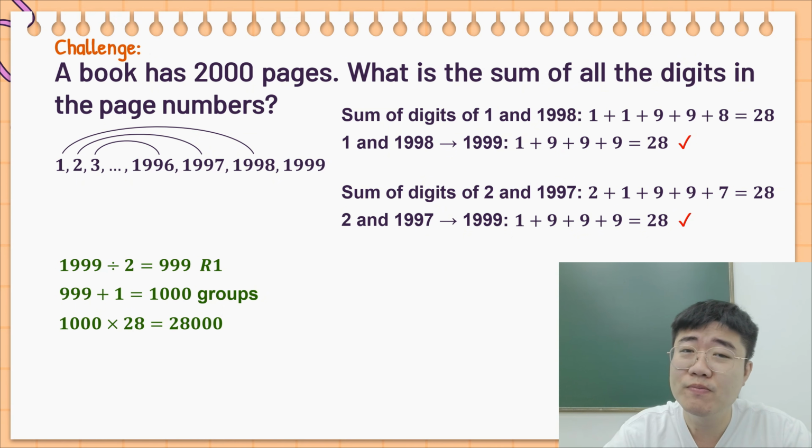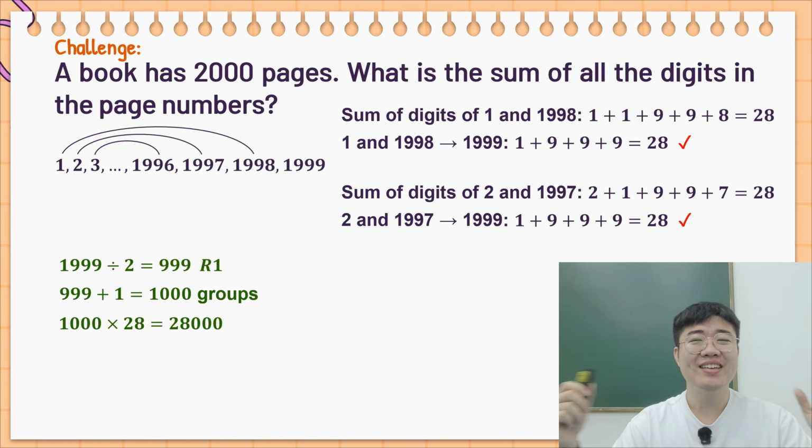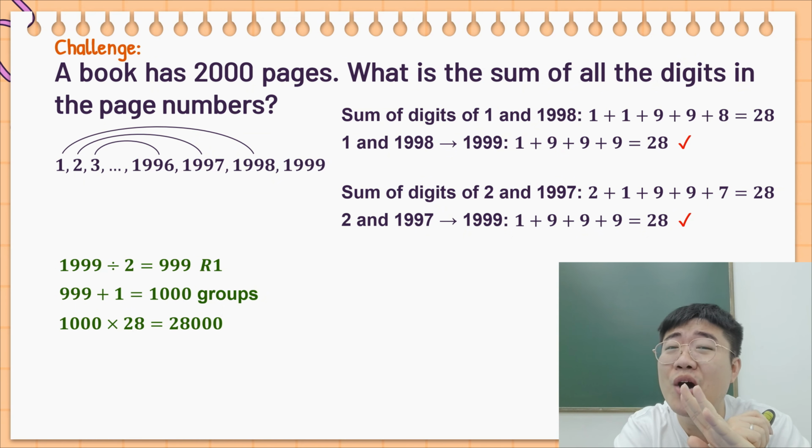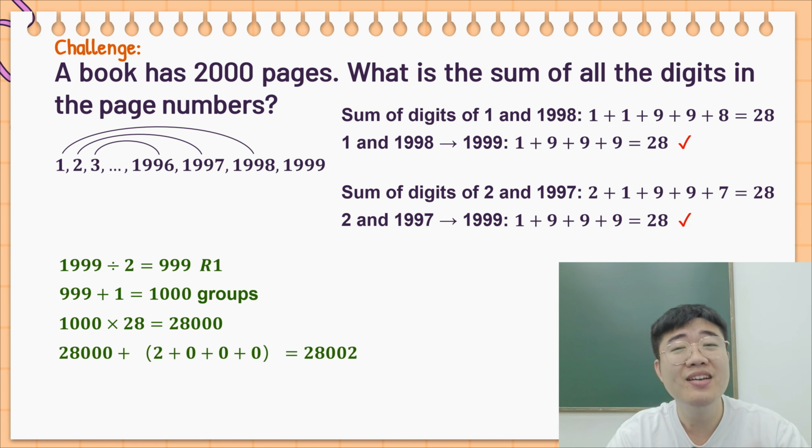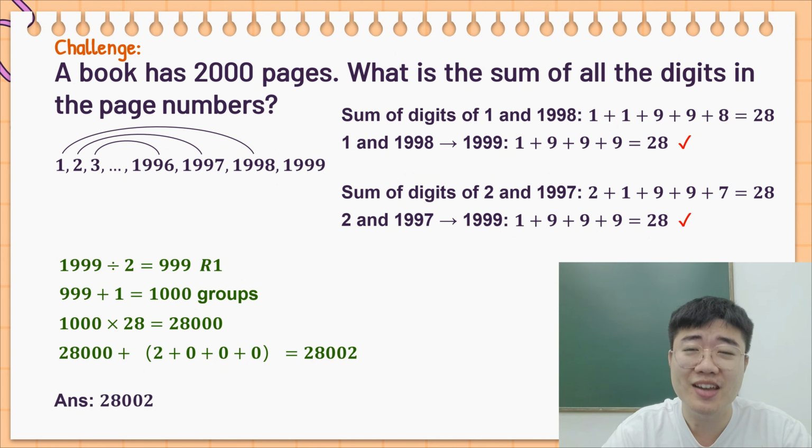So is that all? Is that our final answer, everyone? Definitely, this is not our final answer, because when we were doing the groupings, one of the numbers hasn't been included yet. This number is 2000. We know that for 2000, the sum of digits is just 2. So we add 2 to the total here. The total will be 28002. So that will be the final answer for the challenging question here.